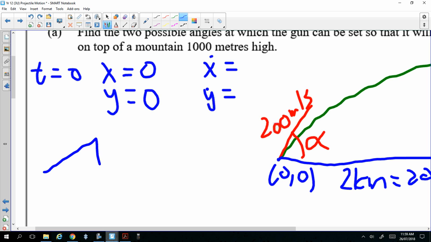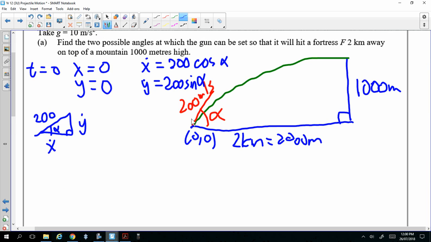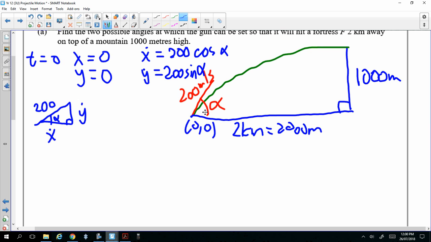triangle, with alpha here, 200 here, x dot here and y dot there. You can just write down the vertical one is 200 sine alpha, and the other one, actually, that will be cos alpha, 200 cos alpha, and the vertical one is 200 sine alpha. Okay, so we have this information, and then we'll set up the 6 equations. Have a try.